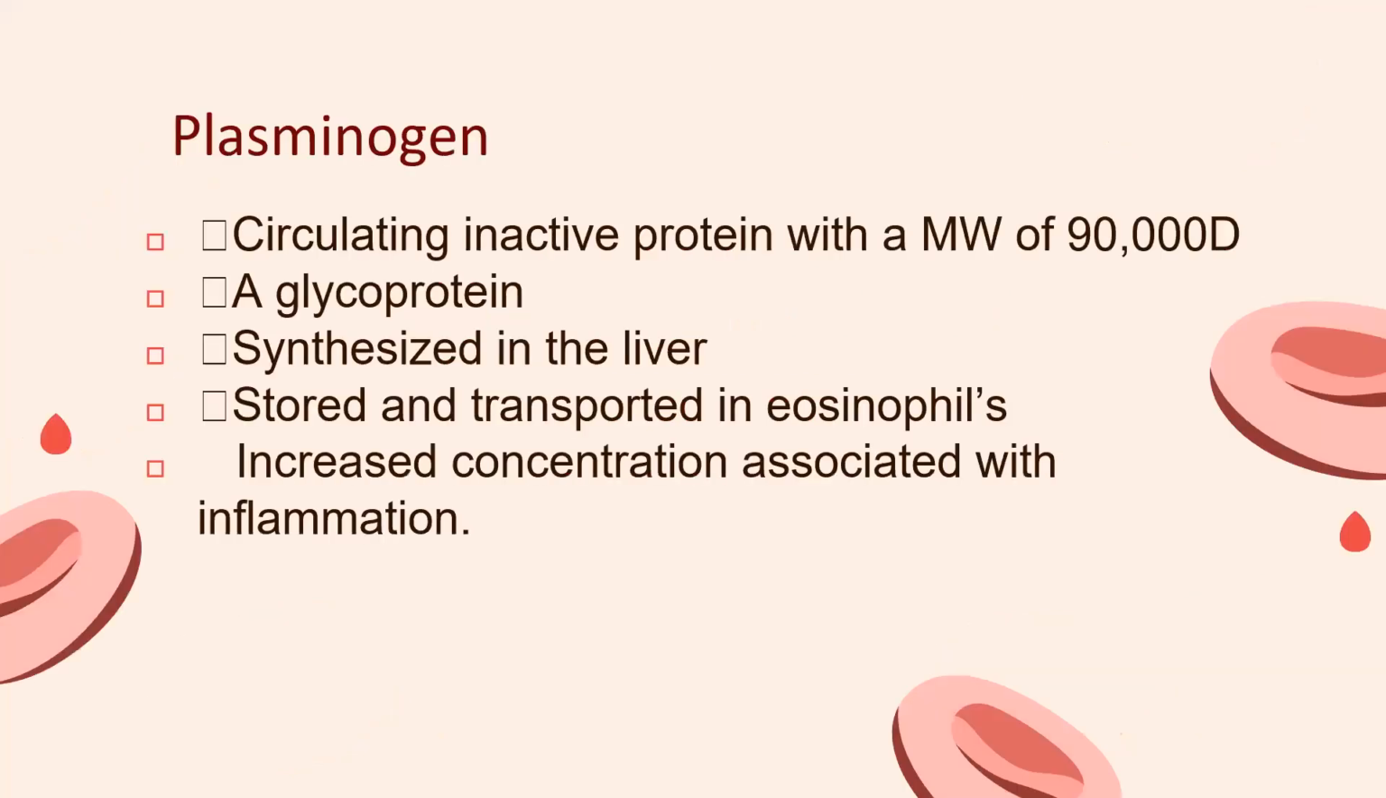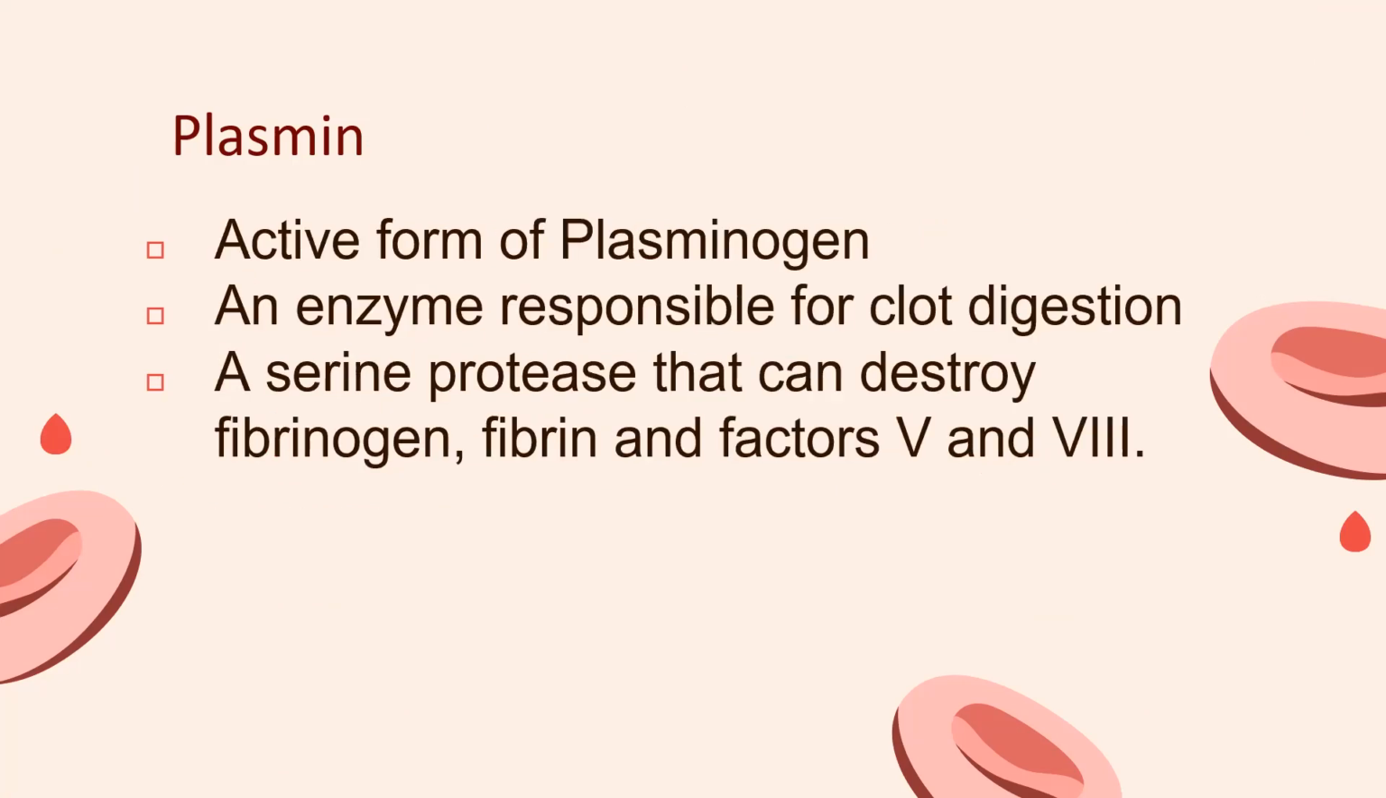Again, plasminogen is a circulating inactive protein. It is a glycoprotein synthesized in your liver, found freely in your blood. However, it is also stored and transported in eosinophils. Increased concentration is associated with inflammation. Plasminogen has no function unless it is activated or converted into plasmin.